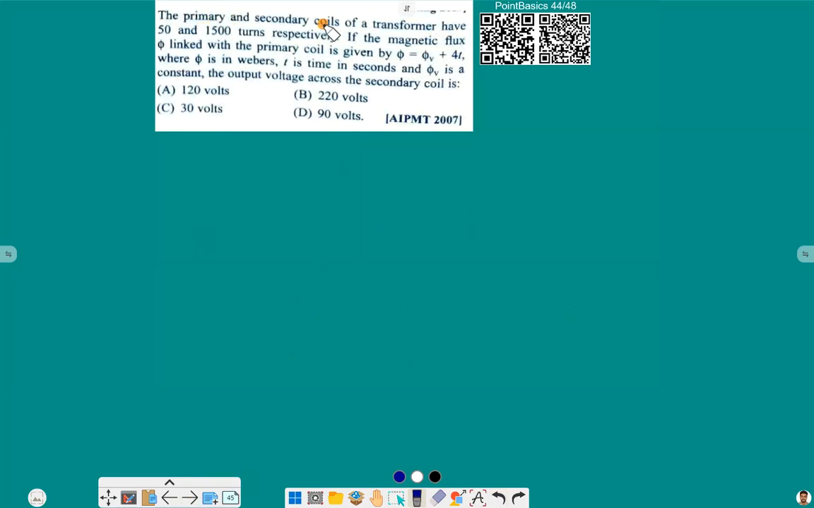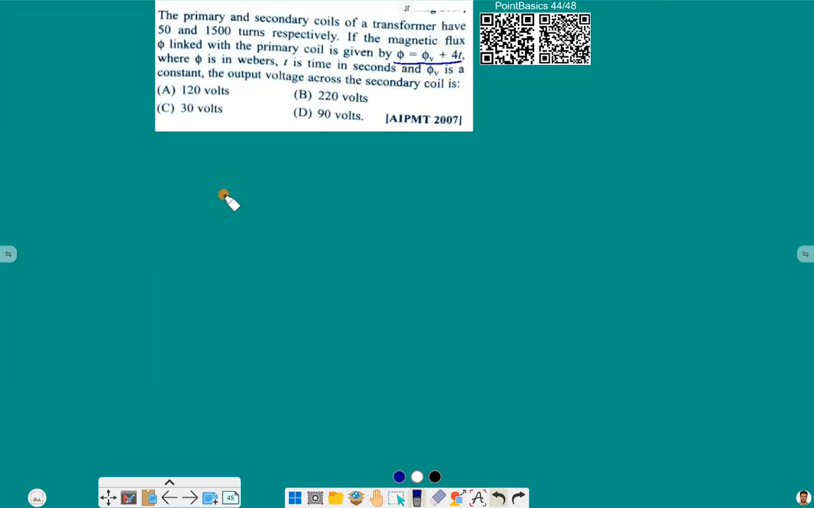The primary and secondary coil of a transformer have 50 and 1500 turns respectively. Magnetic flux linked with the primary coil is given by phi = phi_0 + 4t, where phi is in Weber, t is in second, and phi_0 is a constant. So phi_0 is constant. We have to find the output voltage across the secondary coil.